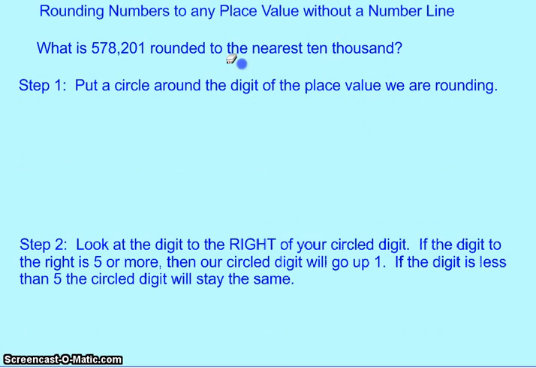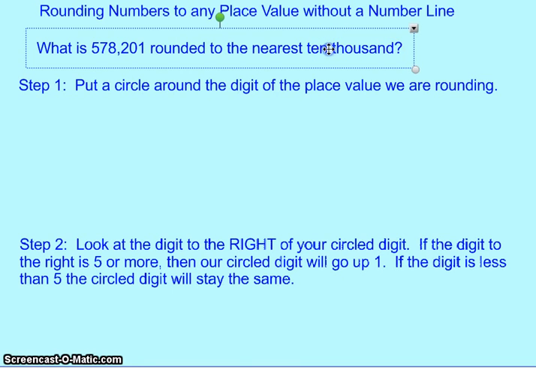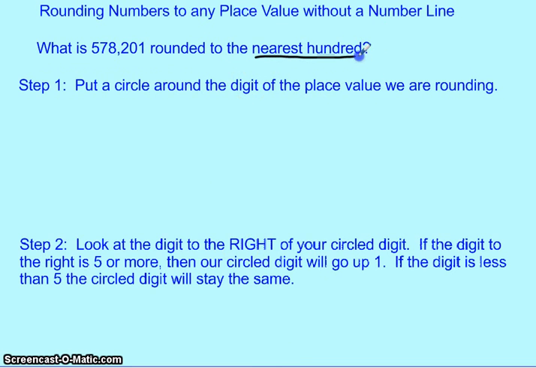Okay, this time we're not going to round to the nearest 10,000. I want you to round to the nearest 100. Okay, so now we're focused on the hundreds place, and we're going to round this number, 578,201, to the nearest 100. So that's important. What place value are we rounding? So we're going to write this again, 578,201.